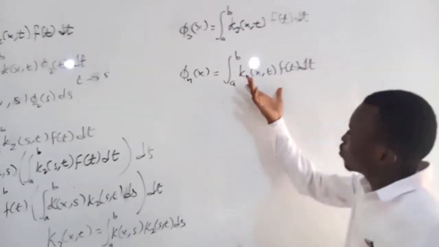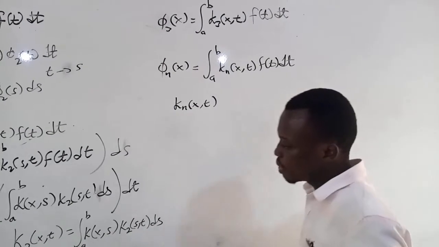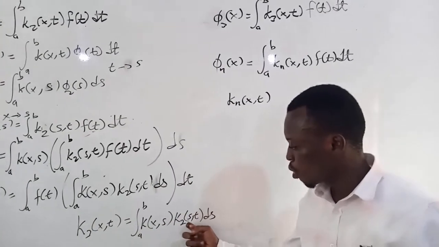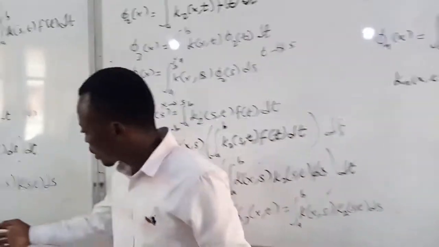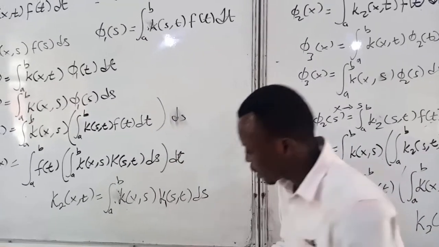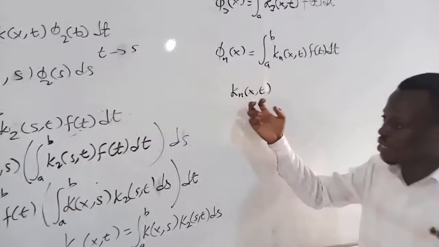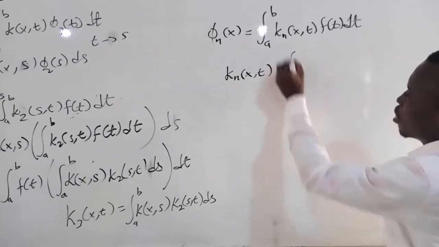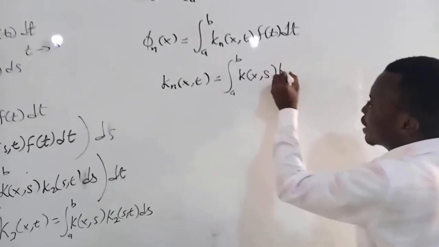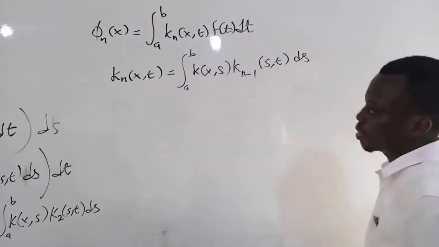Now to find our kn of st, we said that when you are having k3 of st, it is the original kernel k of s comma s, then k2 of st. And if you are having k2 of st, you are having the original kernel k of s comma s, k1 of st. Now the nth kernel will also give us integral of a to b, the original kernel k of s comma s, then kn minus 1 of st ds, where k1 is our original kernel.